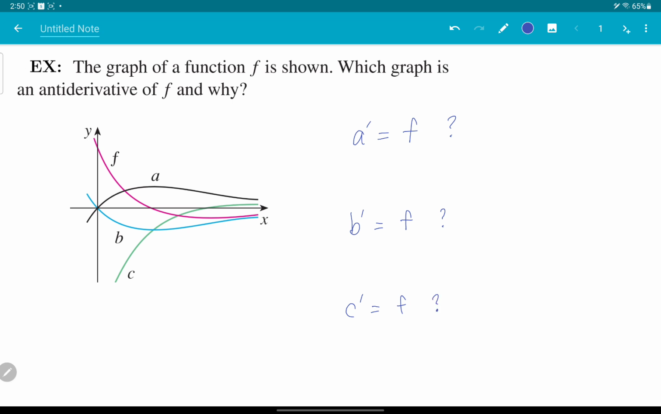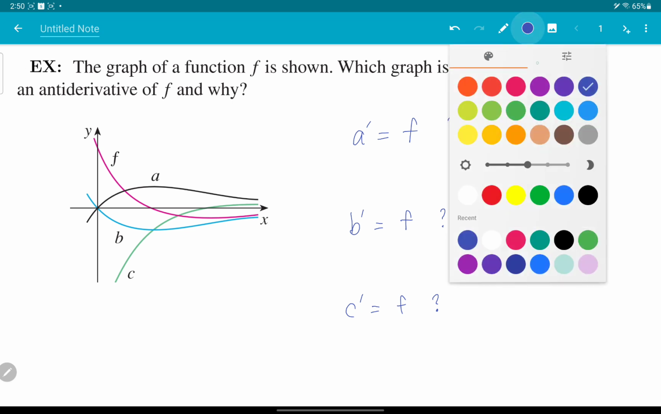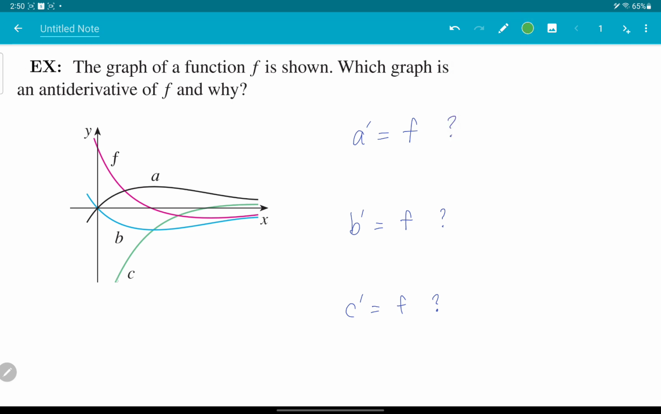So I'll use a process of deduction and see what I can see. Let's start at the bottom. Is c prime equal to f? Well, presumably you're meant to understand that c continues down forever. So this slope is getting very large, right?